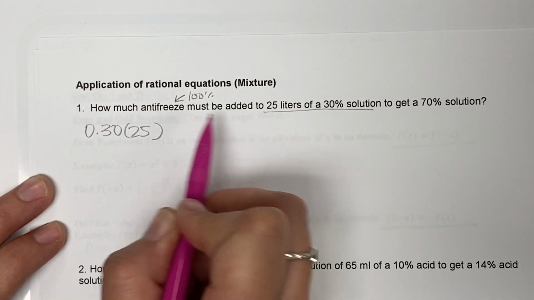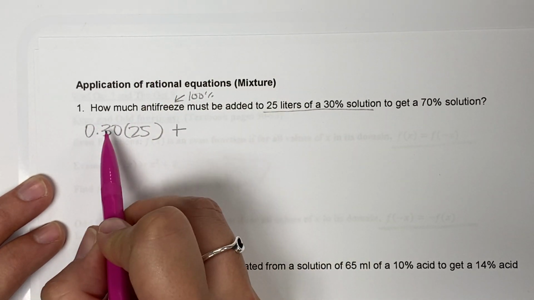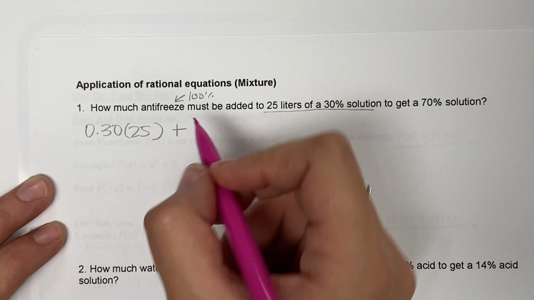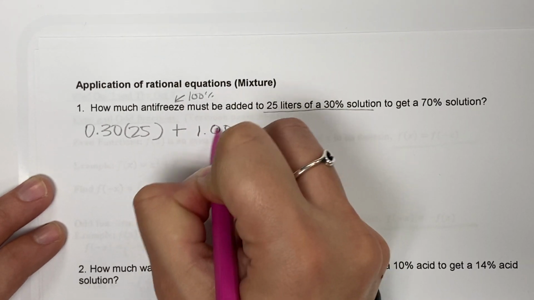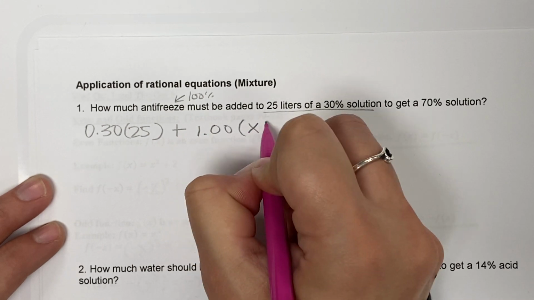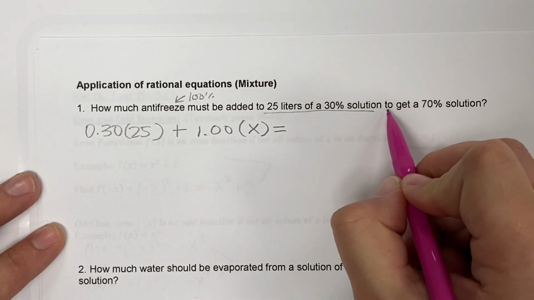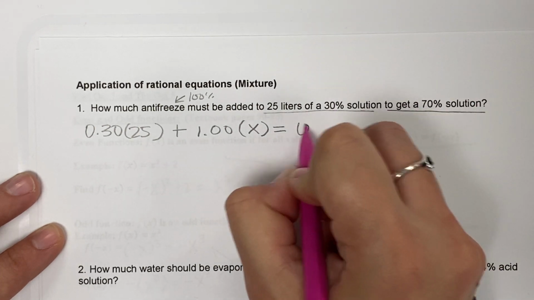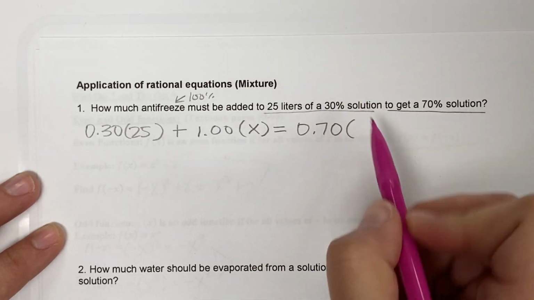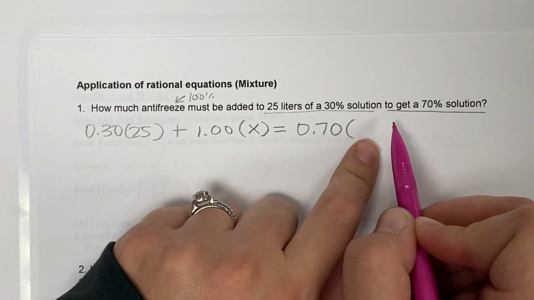If I'm gonna add antifreeze to it, I put my percentage on the outside. 100% as a percentage is just 1. And then I don't know how much I'm adding, so that's where my X is gonna go. But I know I want it to equal, I want to get a 70% solution. Well, when I combine these two together, that's how much I'm gonna get.